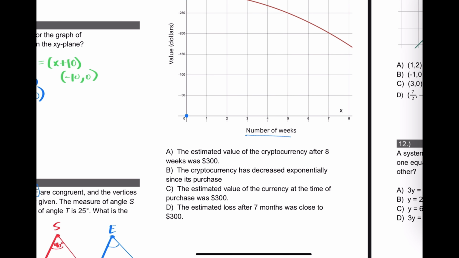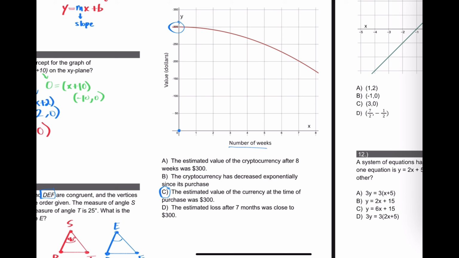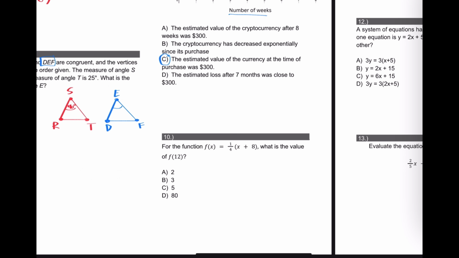So we're going to look at our options here. You could read through those and you just notice that C says the estimated value of the currency at the time of purchase was $300. So C is the clear answer there since none of the other options give that explanation.